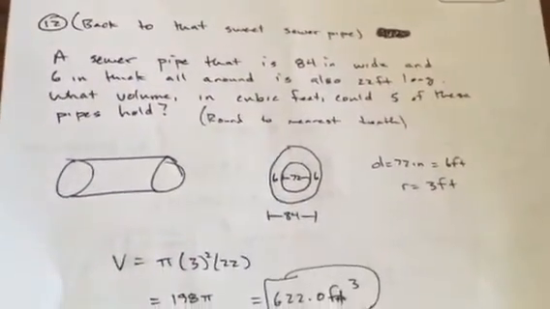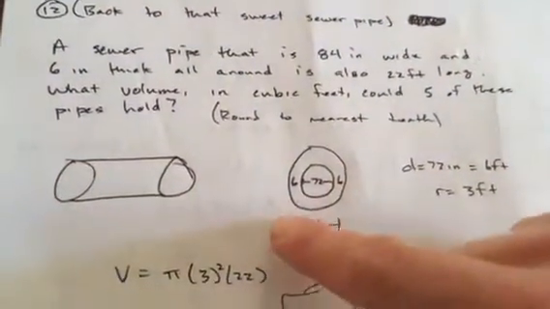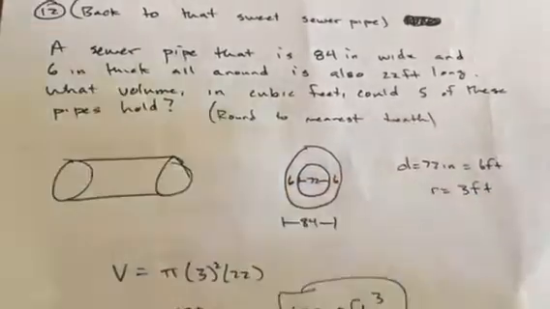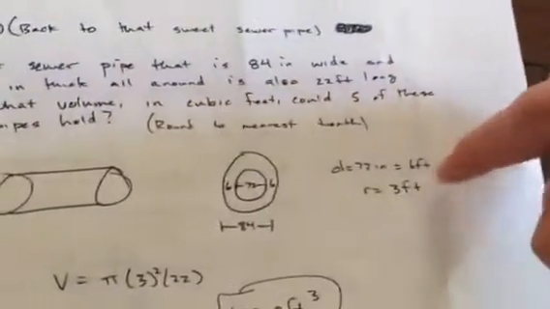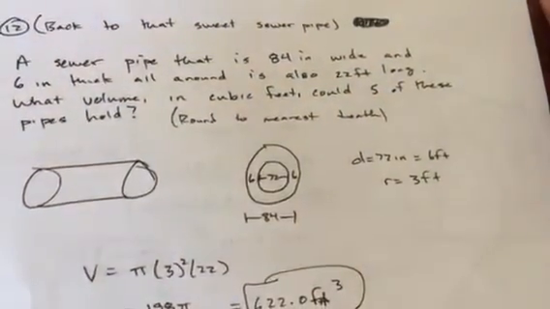A sewer pipe that is 84 inches wide and 6 inches thick all around. That means the initial diameter is 84, and you have a 6 and 6 there. Its actual diameter that fluid moves through is 72 inches, which is 6 feet, so the radius is 3 feet. It's also 22 feet long, that's the height. What volume in cubic feet could 5 of these hold? 5 of these, so that's just 1.